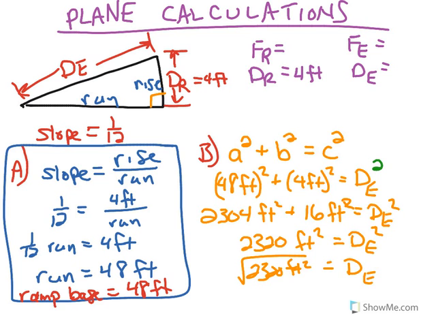Using a calculator gives me approximately 48.17. Square foot square rooted would be feet. So the distance of the effort, which the question is asking, what's the length of the slope of the ramp, is 48.17 feet.